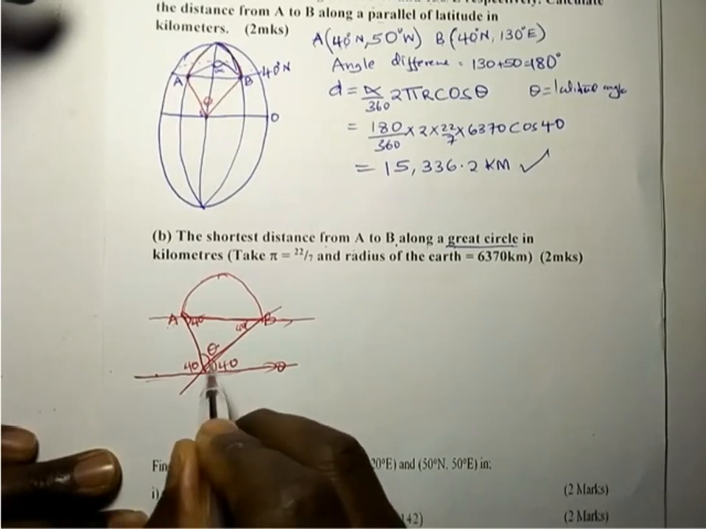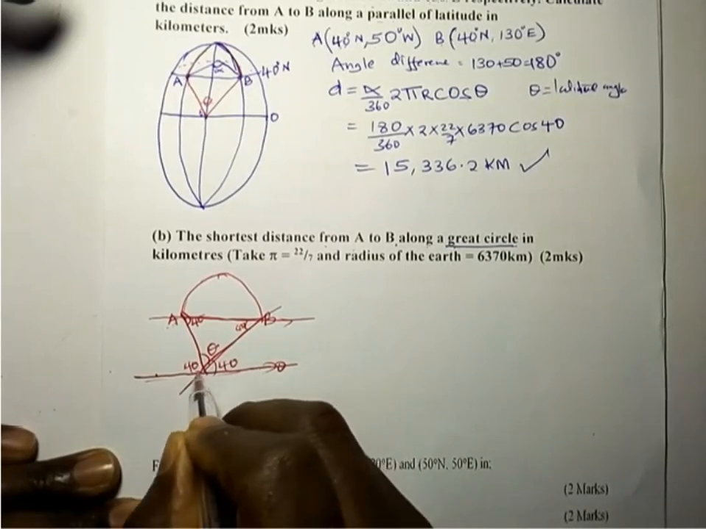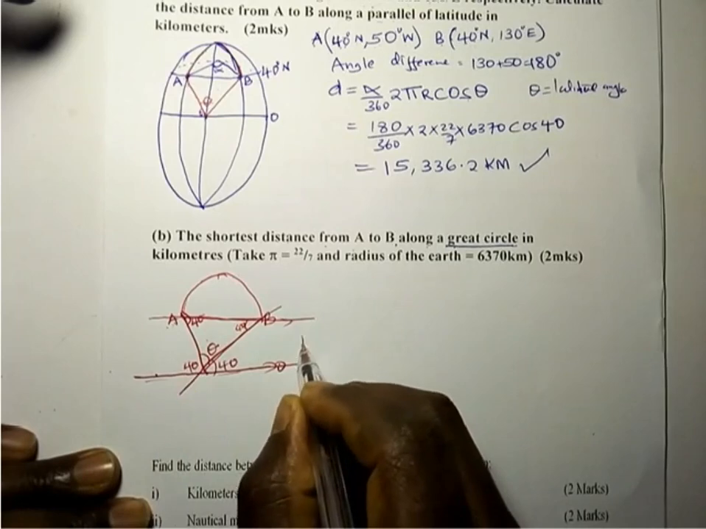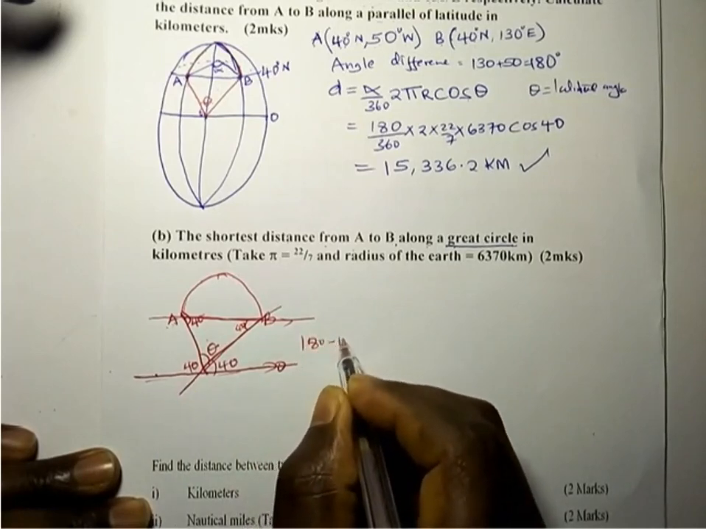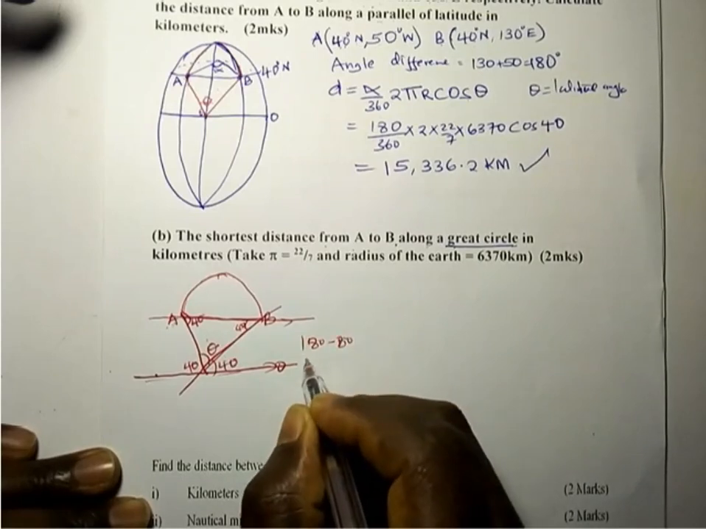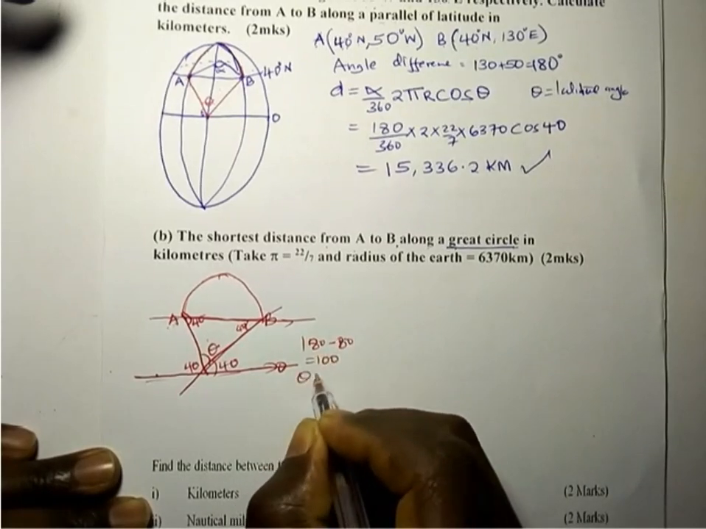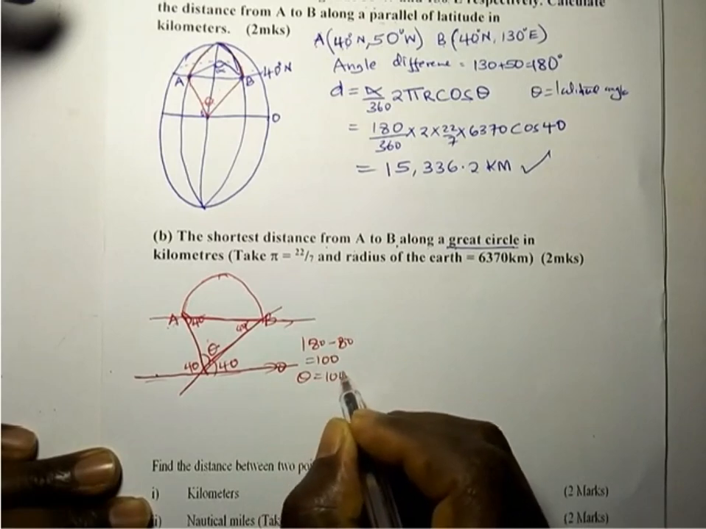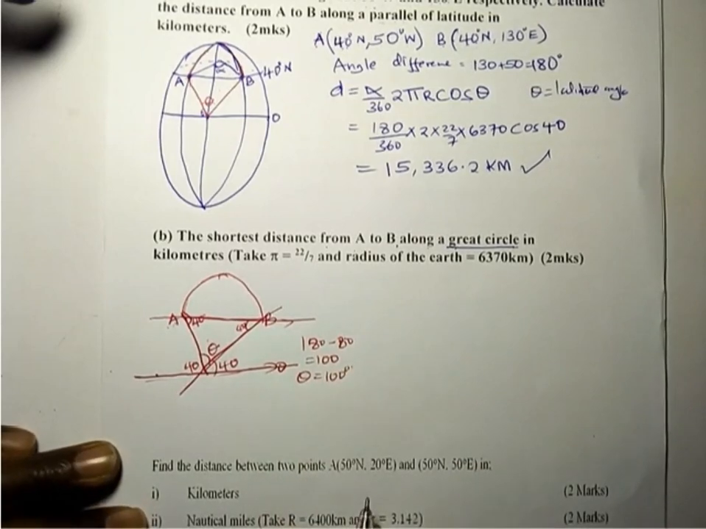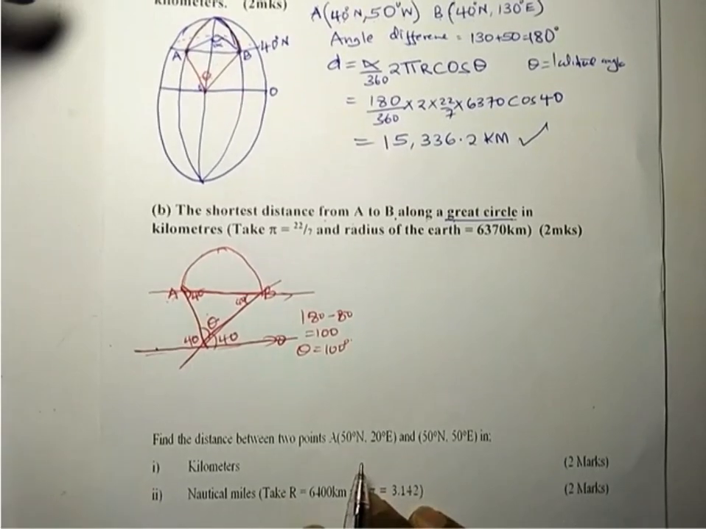So this is a straight line. It forms 180. Therefore, the angle at the meeting point is 180 minus 80, which is equal to 100. So our theta now is going to be 100 degrees, right? I hope you understood what I have said.